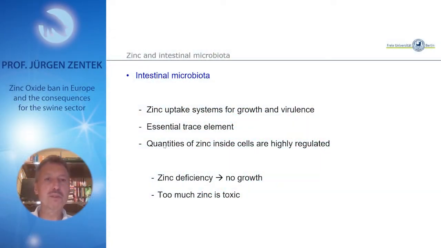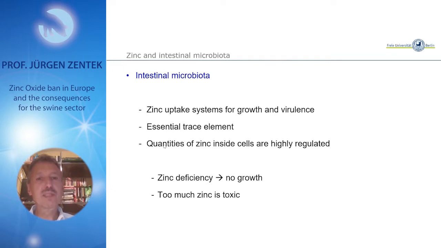Bacteria, so the microbiota is the community of the bacteria, need zinc, so they have a requirement. Bacteria need zinc for growth and also for virulence factors. So it's an essential trace element for bacteria. But interestingly, the zinc inside bacterial cells must be regulated.